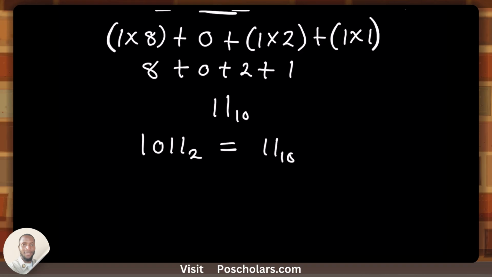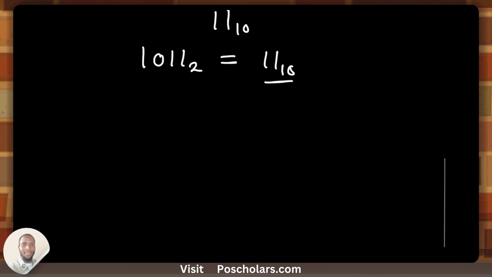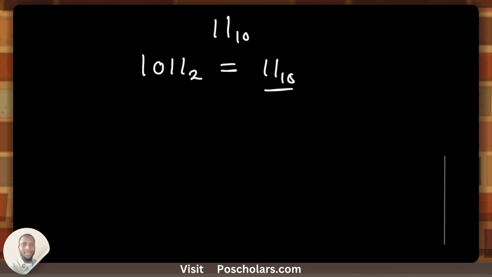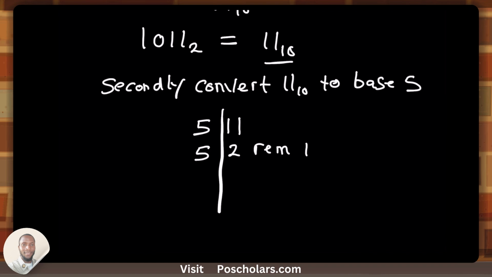We are not done. Now we need to transform this 11 base 10 to base 5, which is the question. To do that, we simply divide 11 by 5 and write down the remainder. So secondly, we are going to convert 11 base 10 to base 5. Doing so, we have 11. Then, since we are converting to base 5, we are going to be dividing throughout by 5. How many 5 can you find in 11? That's 2, remainder 1. How many 5 can you find in 2? That's 0, remainder 2.